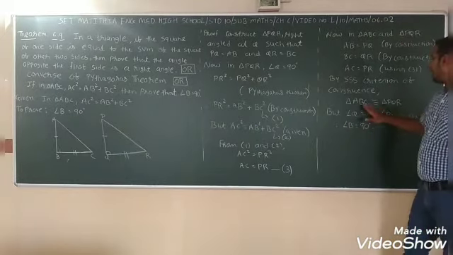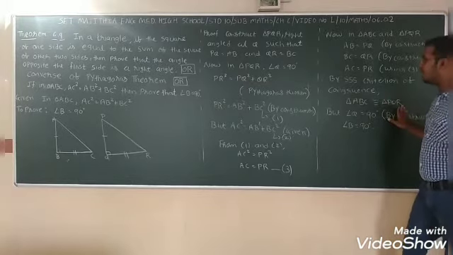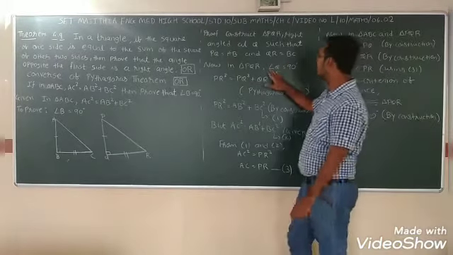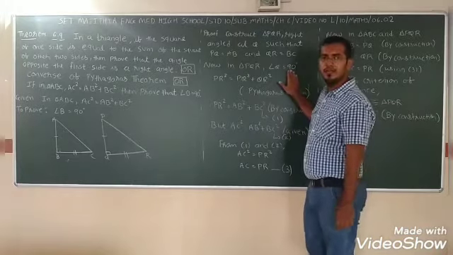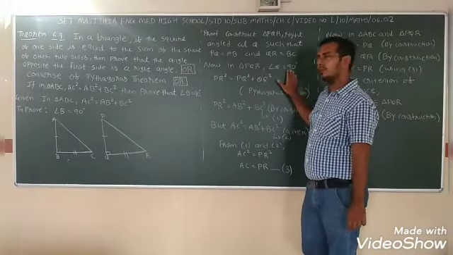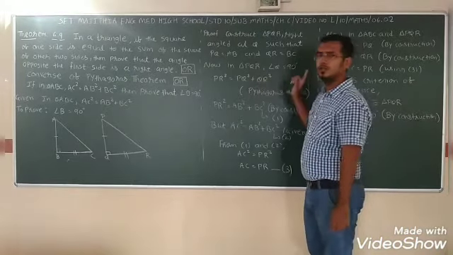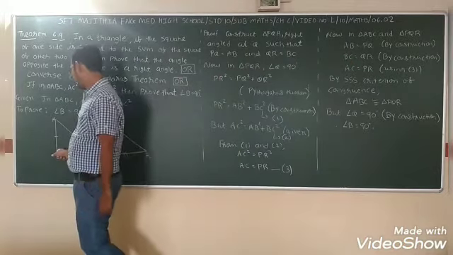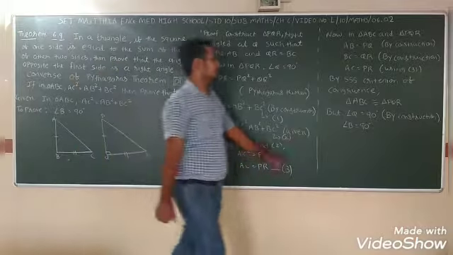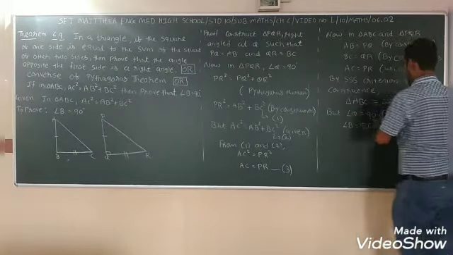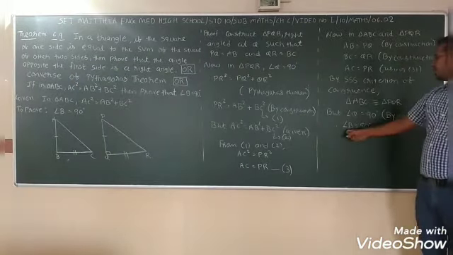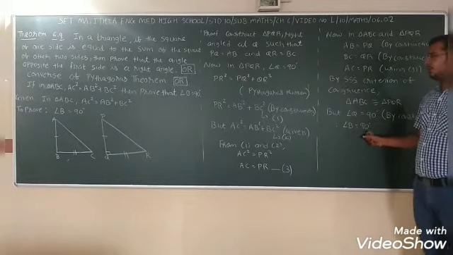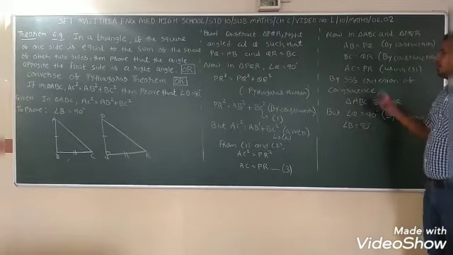Here, triangle ABC is congruent to triangle PQR, and we know that angle Q is 90. Since the triangles are congruent, the other angles are also the same. So angle Q is 90, so angle B is also 90. Angle Q is equal to 90 by construction. Therefore, angle B is also equal to 90. That is what we had to prove.